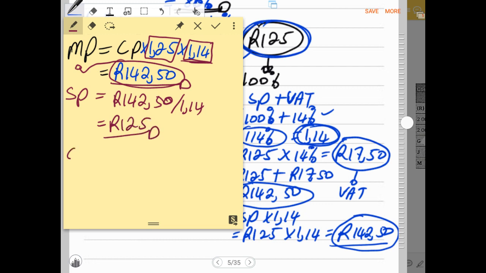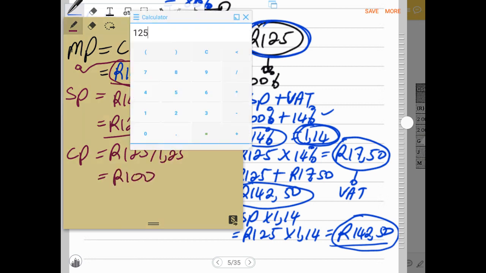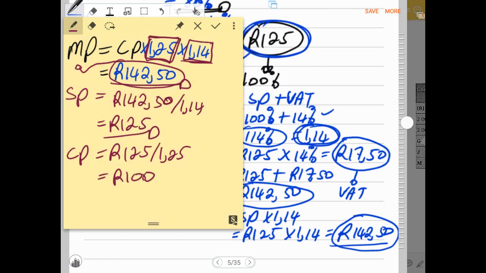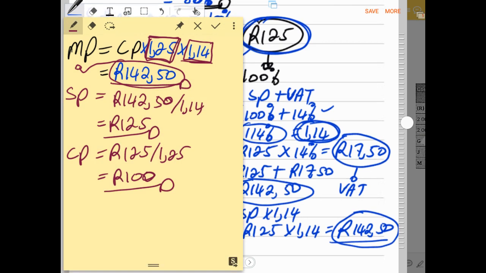Therefore, if we want to determine the cost price, I will say selling price of 125, and we know that this selling price is after 1.25 was added. So we just have to divide by 1.25, and this will give us the cost price of 100 rands. Let us check. 125 divided by 1.25, exactly, we get the same cost price of 100 rands. This is a very perfect method that I normally prefer.